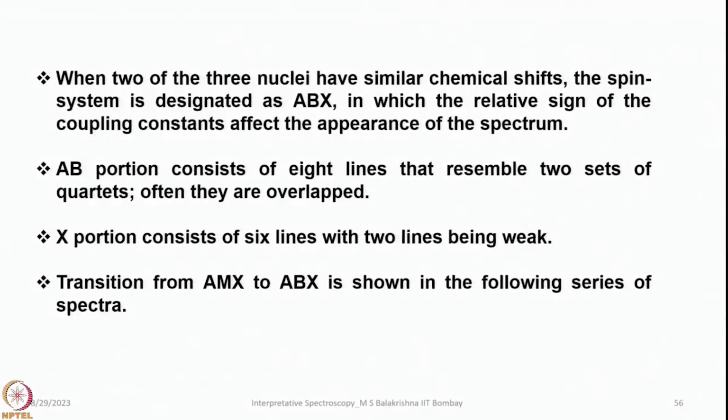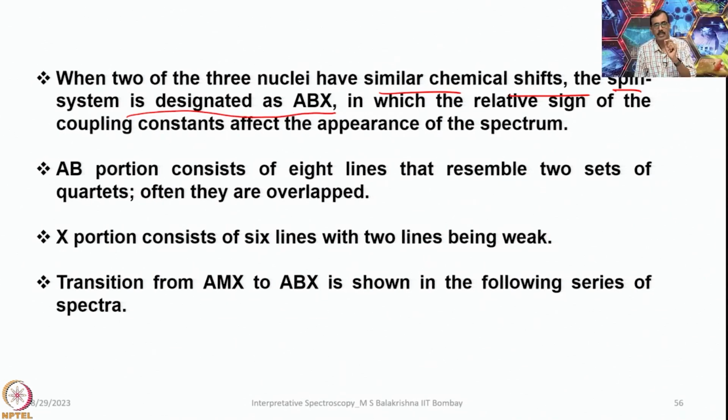When two of the three nuclei have similar chemical shifts, I am repeating again, when two of the three nuclei have similar chemical shifts, the spin system is designated as ABX, in which the relative signs of the coupling constants affect the appearance of the spectrum.